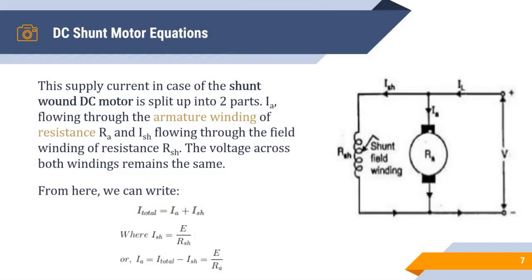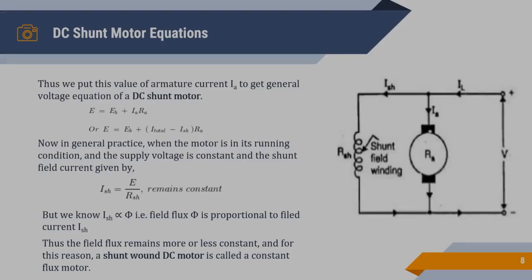The supply current in case of a shunt wound DC motor is split up into two parts: IA flowing through the armature winding of resistance RA, and ISH flowing through the field winding of resistance RSH. The voltage across both windings remains the same. From here we can write the following equations, where I total equals IA plus ISH, and ISH equals E divided by RSH, or IA equals I total minus ISH equals E divided by RA.